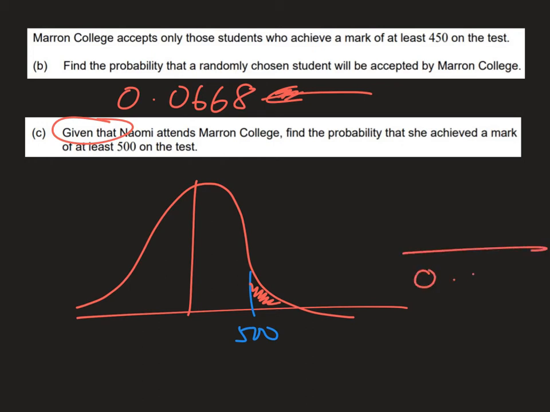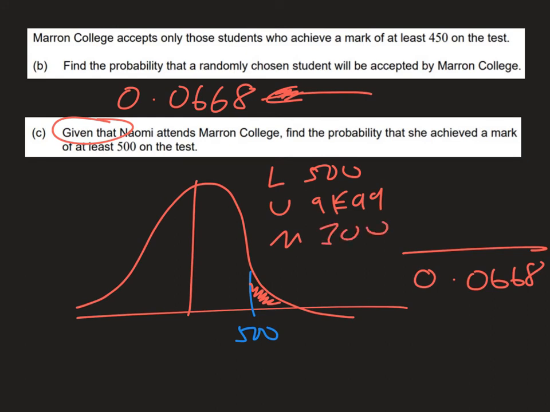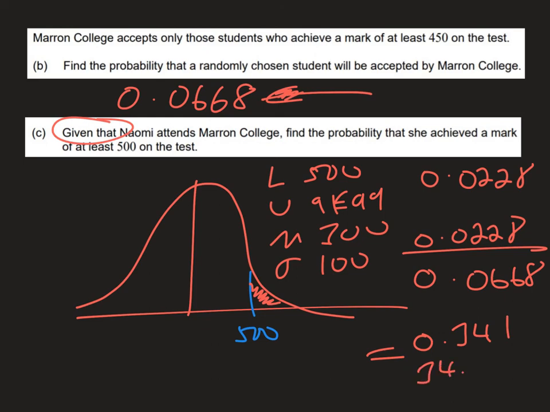So now we're only looking at those pupils, and within that we want to figure out the probability that this pupil achieved at least 500 on the test. So again, we're asked to find a probability, so we set the lower bound as 500, the upper bound as a really large number. The mean is 300, the standard deviation is 100. From that, the probability that it's at least 500 is 0.0228. So what we want to do then is take that value, 0.0228, and divide it by the probability that someone is accepted into Maron College, and that gives us a final answer of 0.341 or 34.1%.